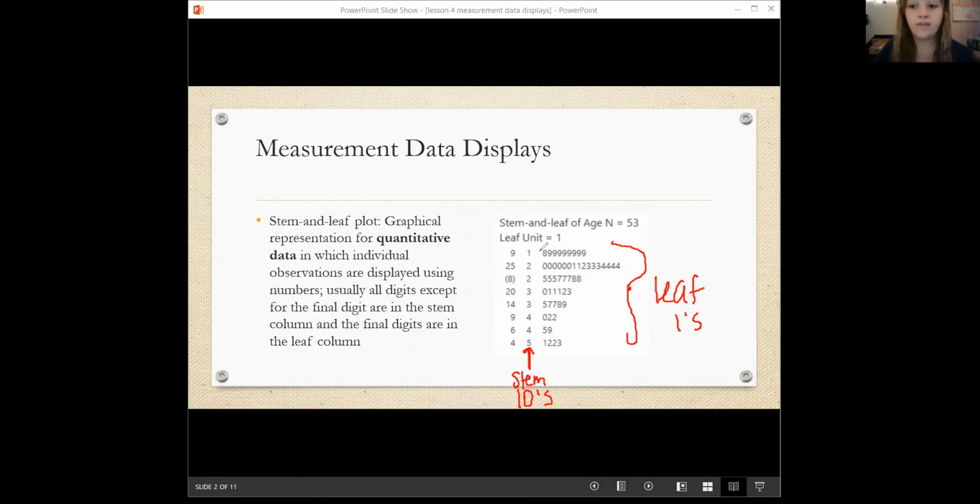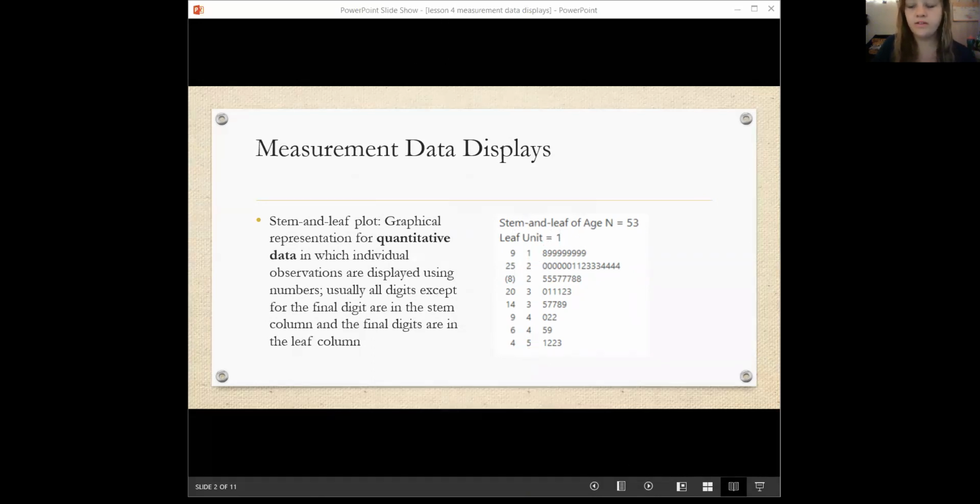All of this over here is basically counting towards the median. So this 9 is saying, if you would count these out, that there's 9 different leaves here. And then if you add these, then it's going to get to 25, that kind of thing. So, but yeah, that's basically how you read that. And that is an example of a measurement data display.